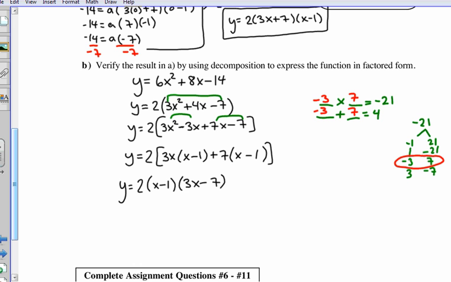So you might actually find this way a lot easier. Now it's in factored form. You can see your a value and you can see your zeros.